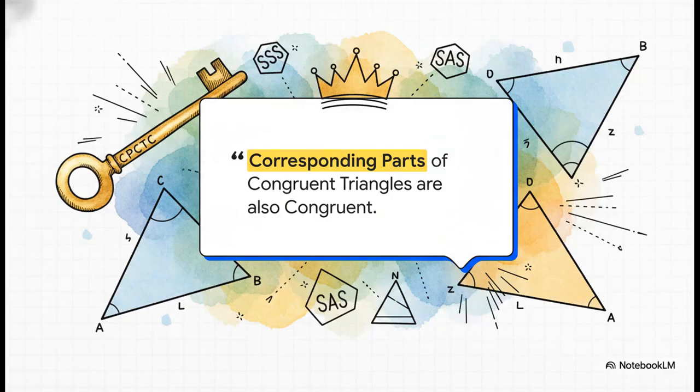Which leads us to the most powerful 5 letters in all of geometry: CPCTC. Corresponding parts of congruent triangles are congruent. Listen, once you prove that 2 triangles are twins using one of our shortcuts, you automatically know that every other corresponding piece is identical too. This right here is the golden rule. It's the ultimate punchline for almost every geometric proof you will ever encounter.